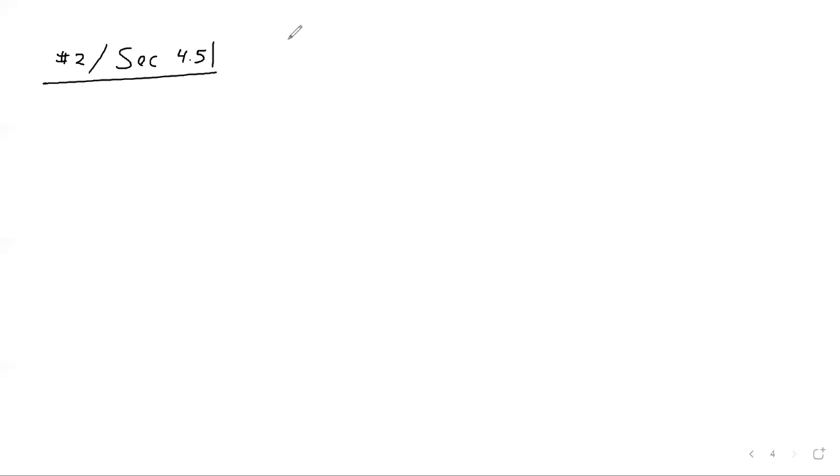All right, so we have the integral of x times (2x² + 3)⁴ dx. This is an antiderivative that we want to calculate, and we are going to do a substitution, and they tell us in the book to do this: u = 2x² + 3.